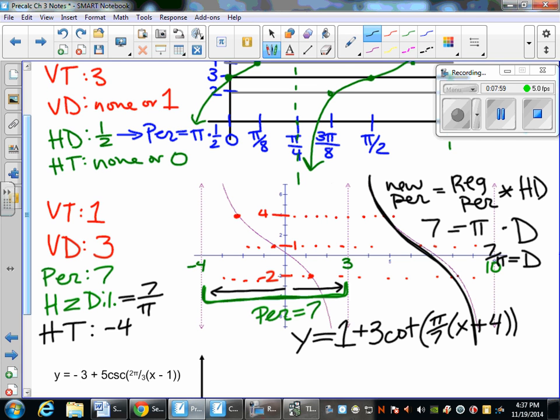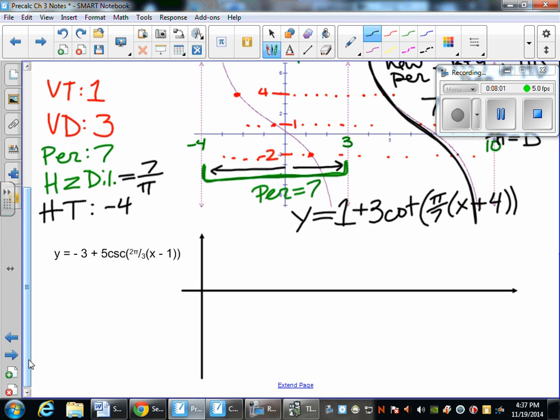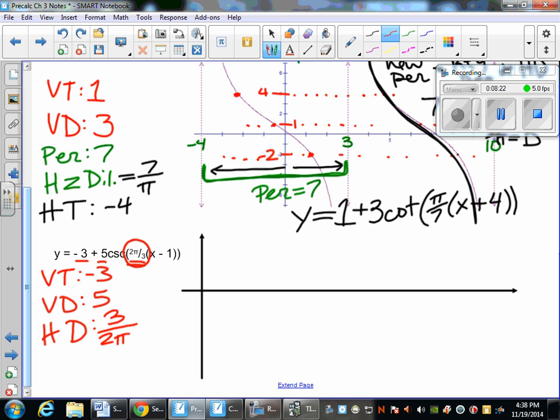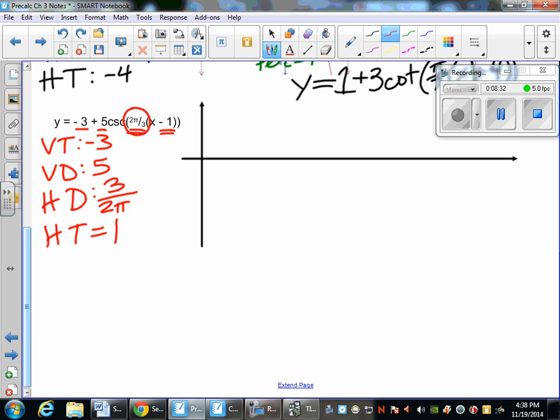Let's quickly run through our third example here with our cosecant graph. Okay, so again, vertical translation, pull that number off, that's -3. Vertical dilation, that's the 5. Horizontal dilation is the next number here, except we need to do the reciprocal. So 2 pi over 3, the reciprocal is 3 over 2 pi. And then the last number here, the horizontal translation, is going to be 1. 1 radian, not 1 degree. Now we're not going to do any converting between radians and degrees. This is in radians, period.